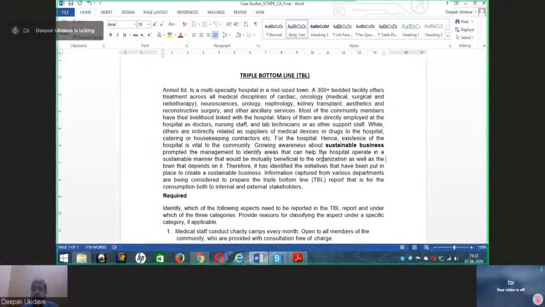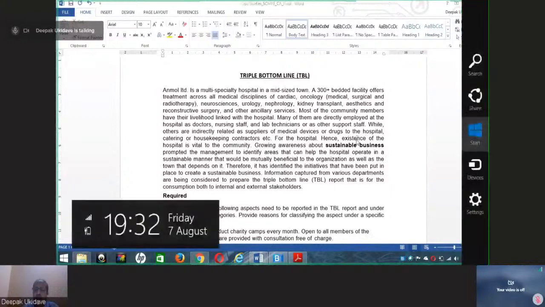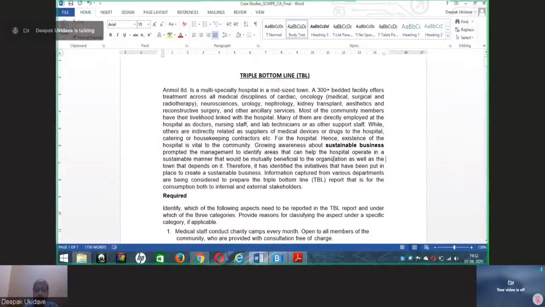You should not win at the cost of the community, and at the same time the community should not be able to take undue advantage at the cost of the hospital. It is both ways. A win-win situation should always be there in case of such entities or organizations. Therefore, it has identified the initiatives that have been put in place to create a sustainable business. So again, I highlight the word here, initiatives. Management has taken various initiatives to create sustainable business. Like this, when you read the case, you should highlight.